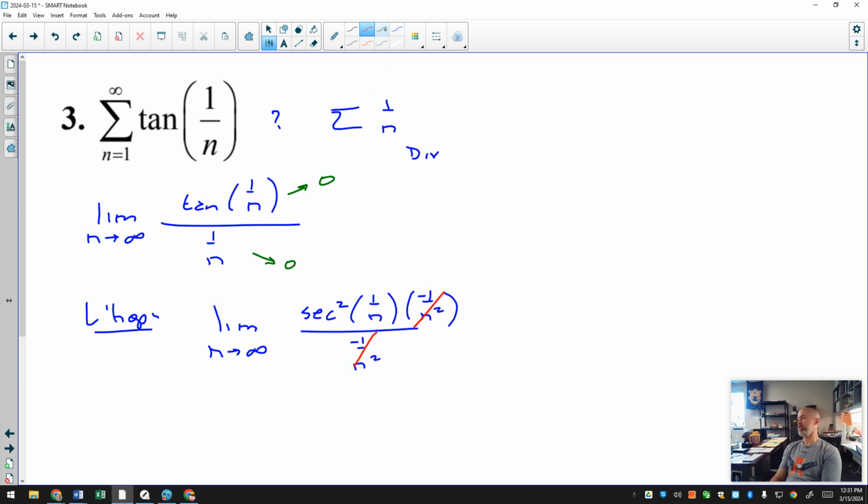And now, as n goes to infinity, we have the secant squared of 0. What is the secant of 0? It is 1. It's the reciprocal of cosine, right? Cosine of 0 is 1. Therefore, the reciprocal of 1 is 1. And if you square 1, you still get 1. That is positive and finite. Therefore, both series have the same behavior since I compared to a divergent series. Therefore, tangent of 1 over n also diverges.